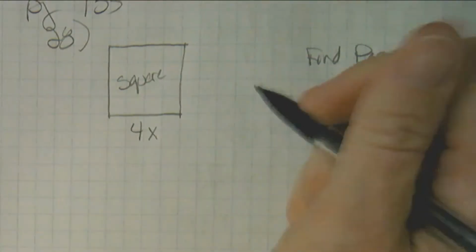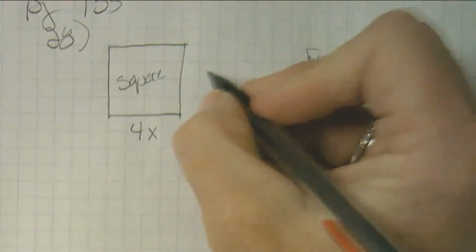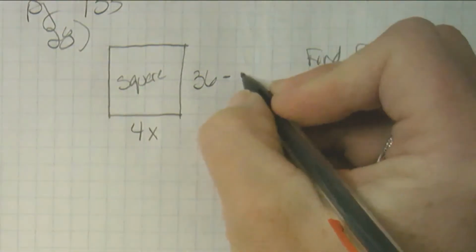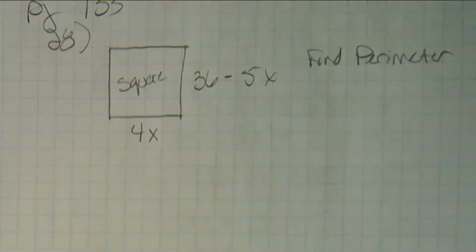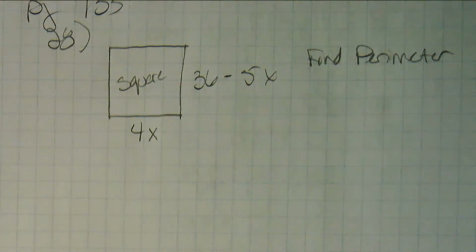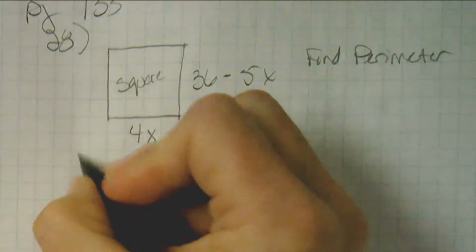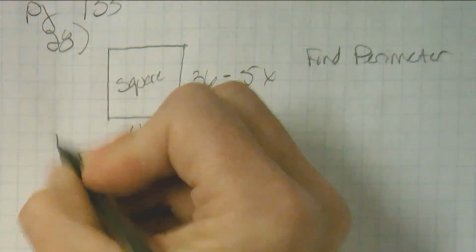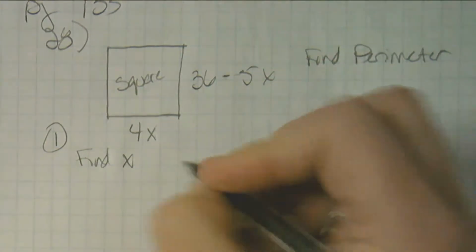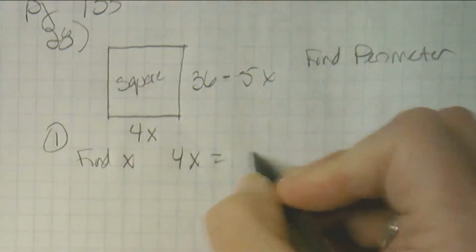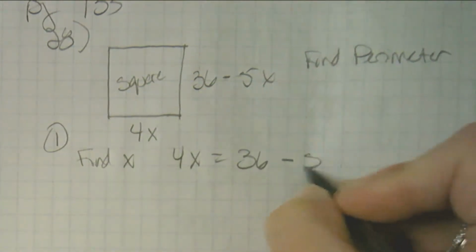All right, well, we know that both sides are equal to each other. So the other side is 36 minus 5x. So we know it's a square. We can't find the perimeter until we know what x is. So the first thing we need to do is find x first. Well, I know that it's a square, so these two are equal to each other. So 4x is equal to 36 minus 5x.